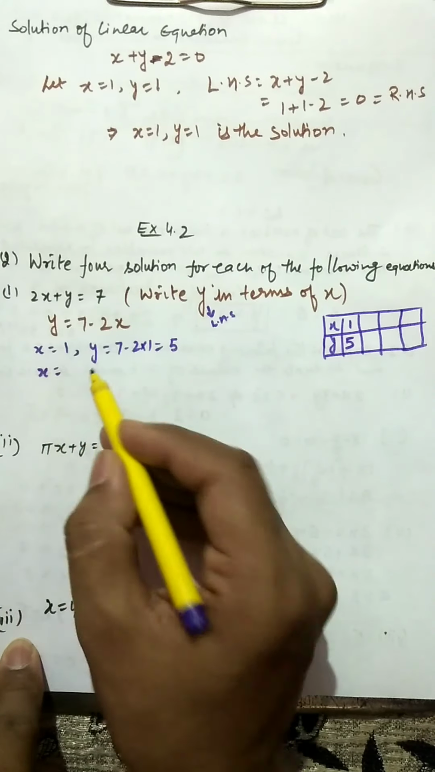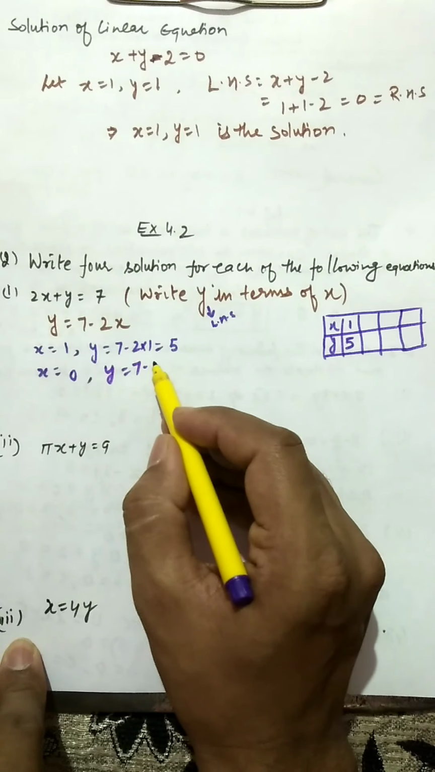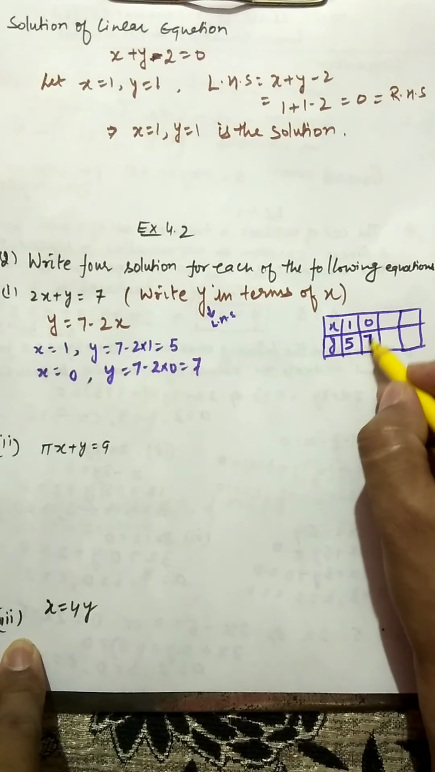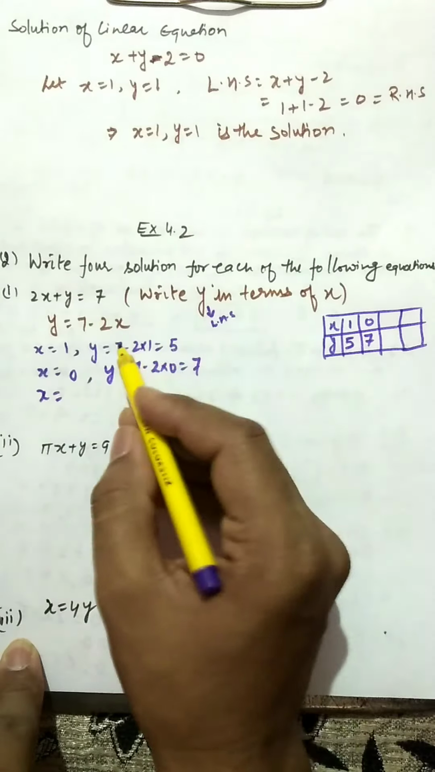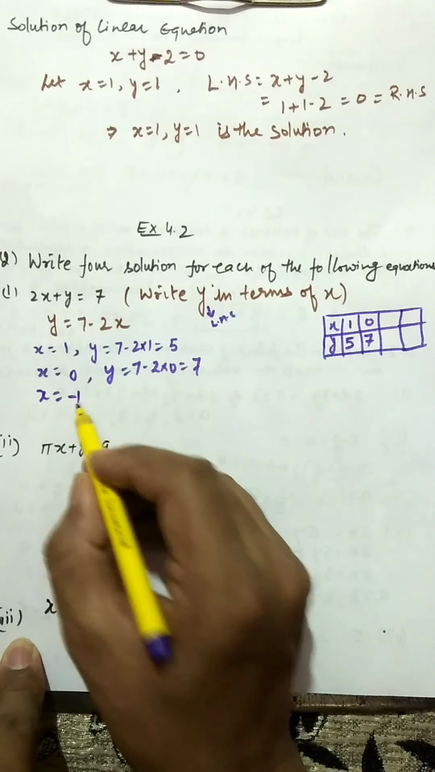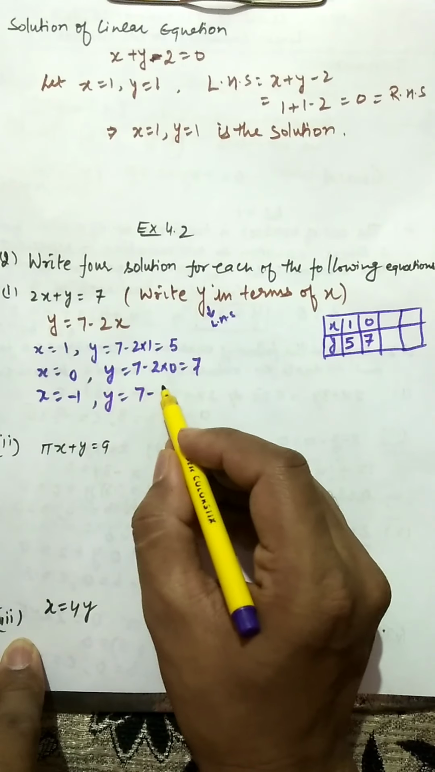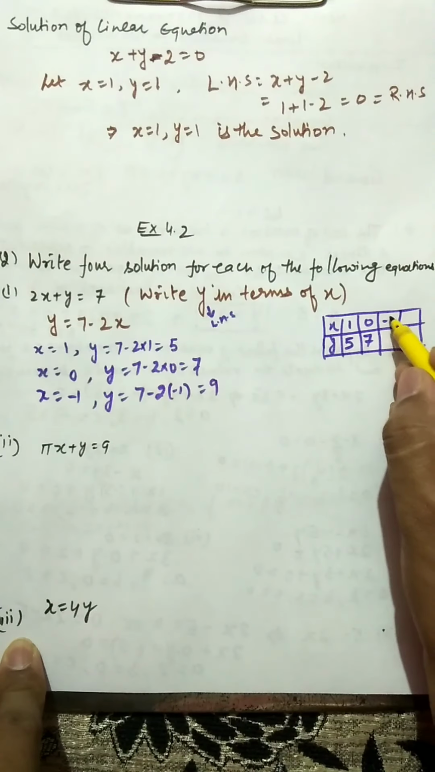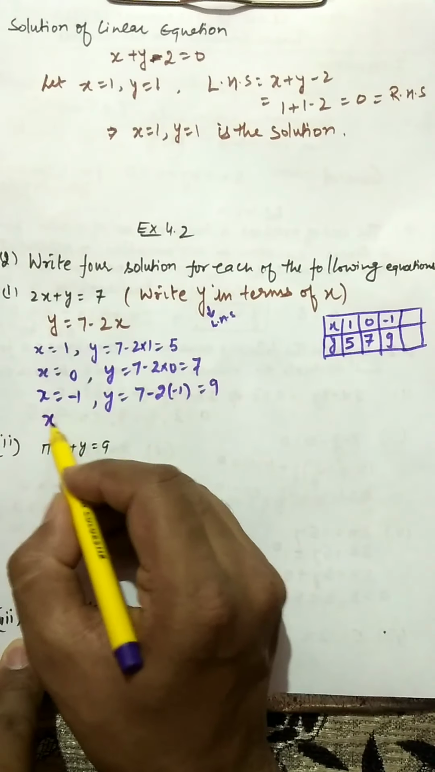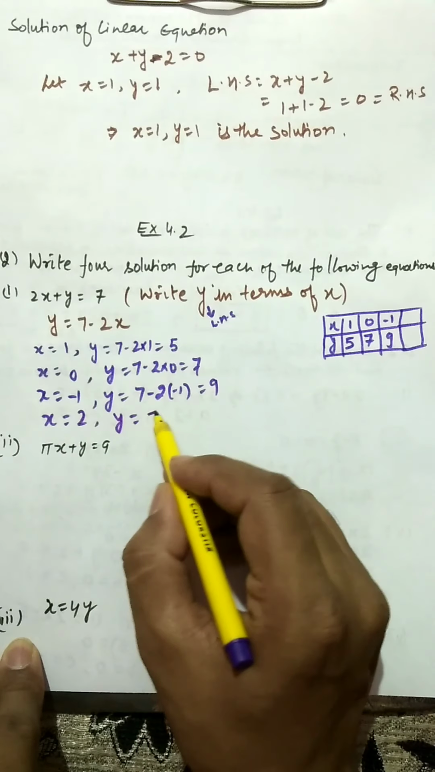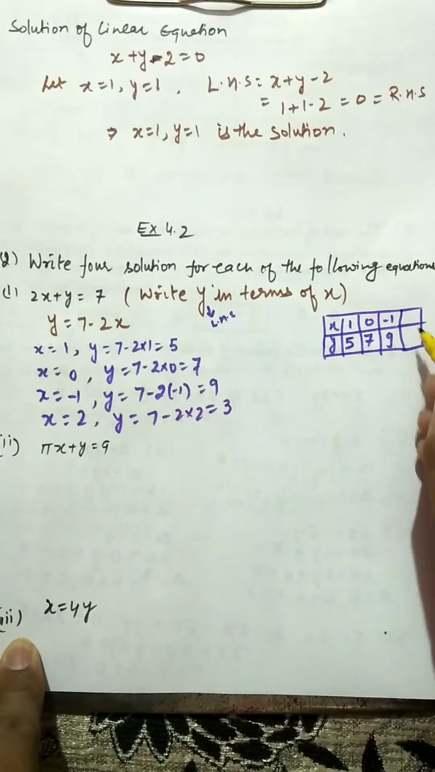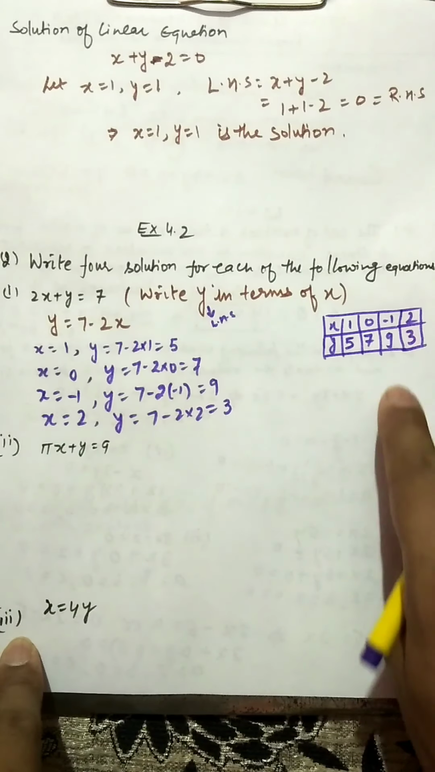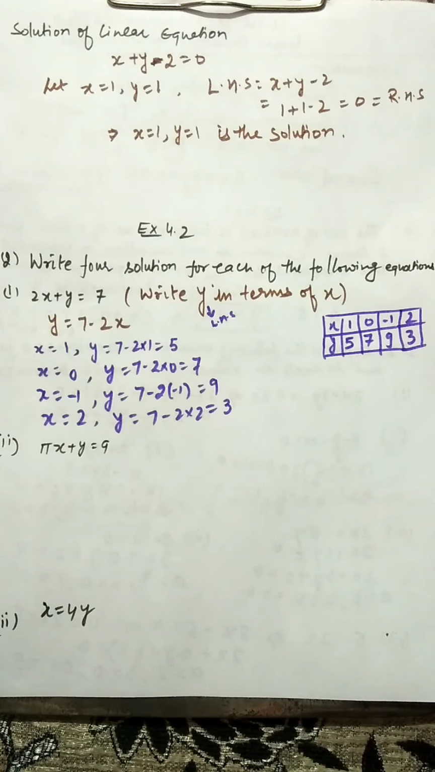Now we can put x equal to 0 also. So y is going to be 7 minus 2 into 0. This is going to be 7. So if I put x equal to 0, then y I am going to get 7. Then you can put any value now. You can put minus 1 also. So y is going to be 7 minus 2 into minus 1, which is going to be plus 2. So 7 plus 2 is 9. So you have put minus 1, and you are getting y as 9. So now x equal to 2 you put, y equal to 7 minus 2 into 2, which is 4, and that is going to be 3. So x equal to 2 you have put, and you have got y as 3. So these are the 4 solutions that you have got.